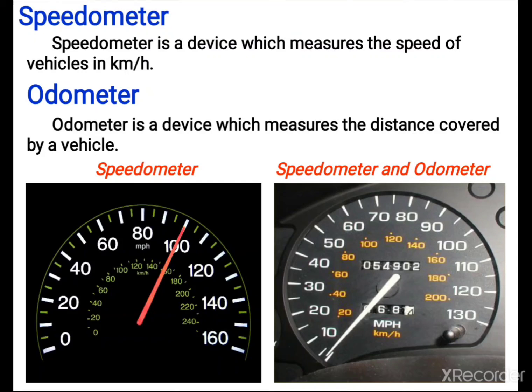Speedometer. Speedometer is a device which measures the speed of vehicles in kilometers per hour. Odometer. Odometer is a device which measures the distance covered by a vehicle. Here you can see the pictures of speedometer as well as the odometer.